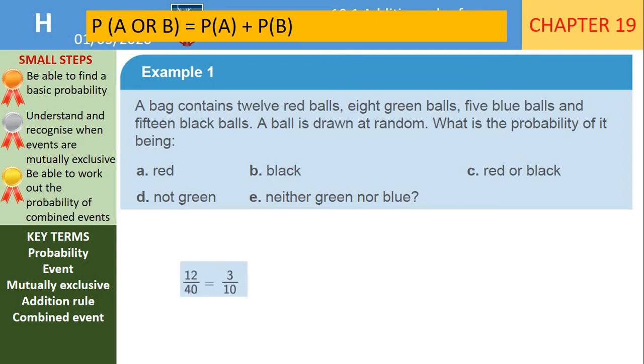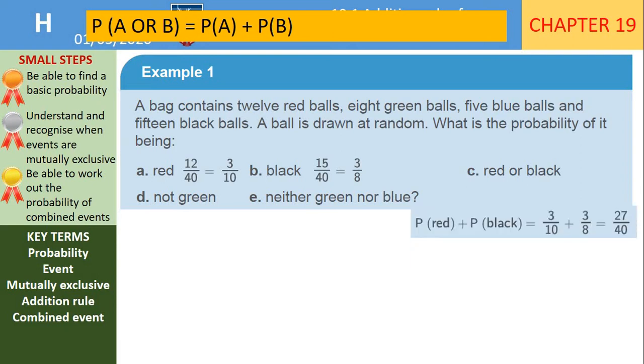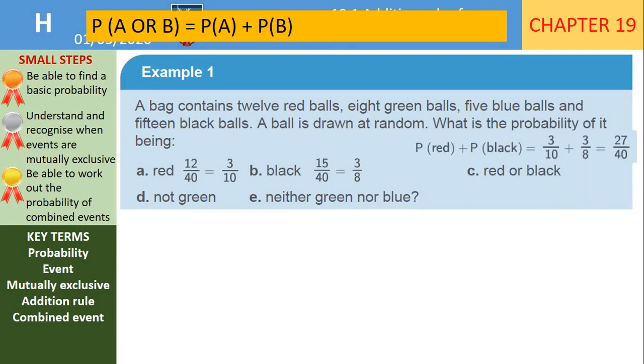So for part A, the probability of it being red was 12/40ths, which will cancel down to 3/10. Probability of it being black is 15/40ths, which cancels to 3/8. So for red or black then, you work out the probability of red, the probability of black, and you add them together. So this will be 3/10 plus 3/8, which is 27/40ths. Now you can get a common denominator and add them, or you can use your calculator if you wish. Part D, not green. Remember, not green will be 1 take away the probability of it being green, or just add all of the other ones together. So that's 32/40ths, which cancels to 4/5.